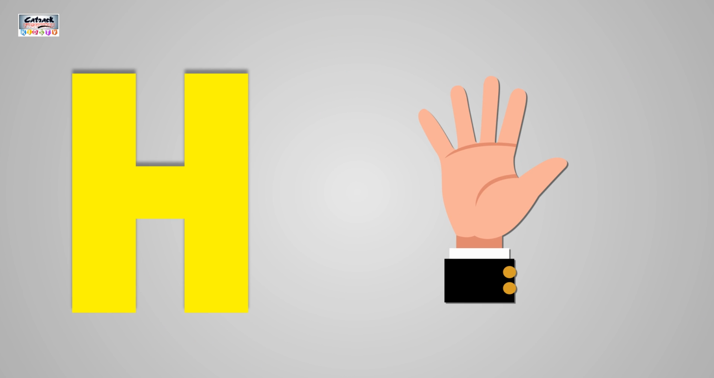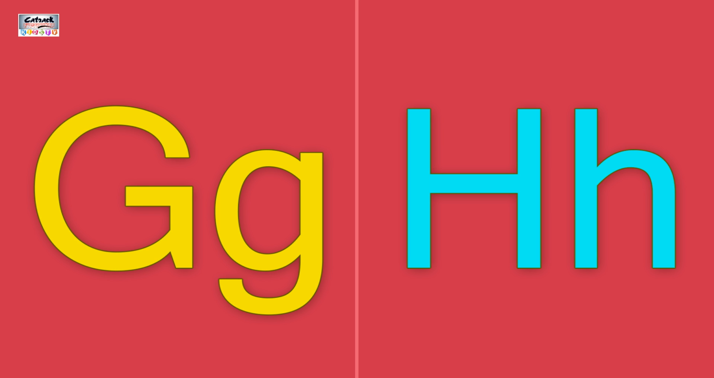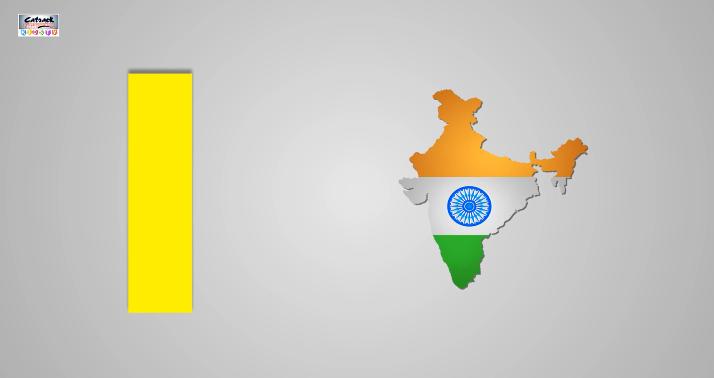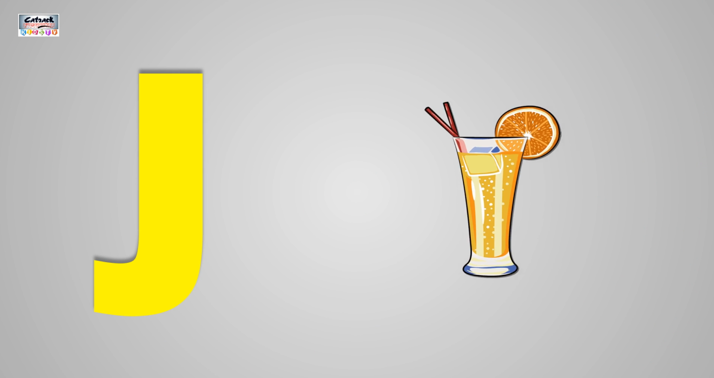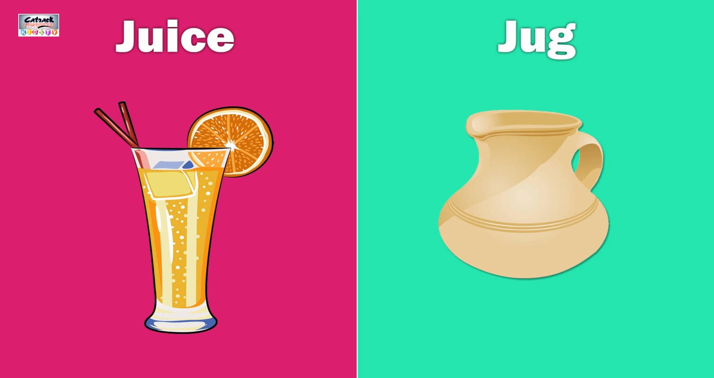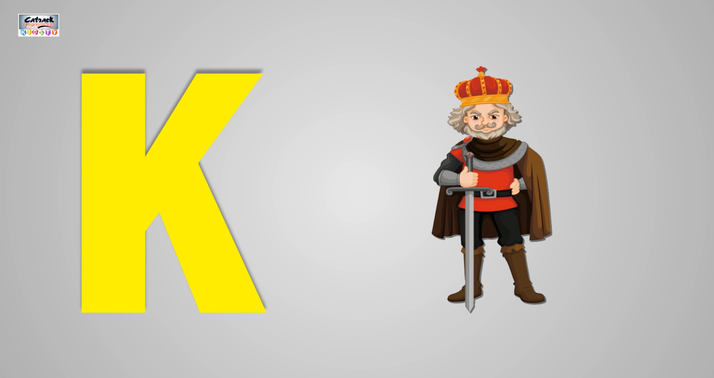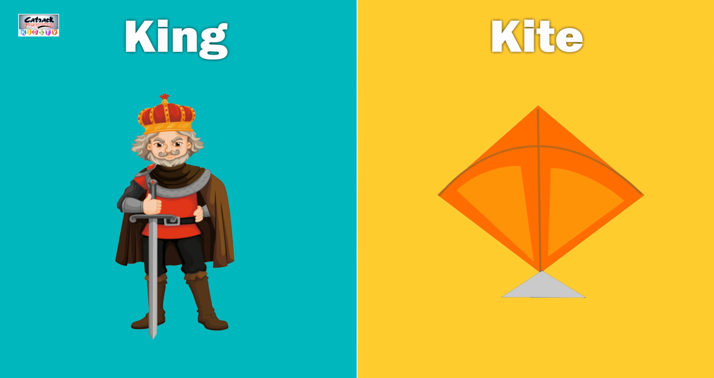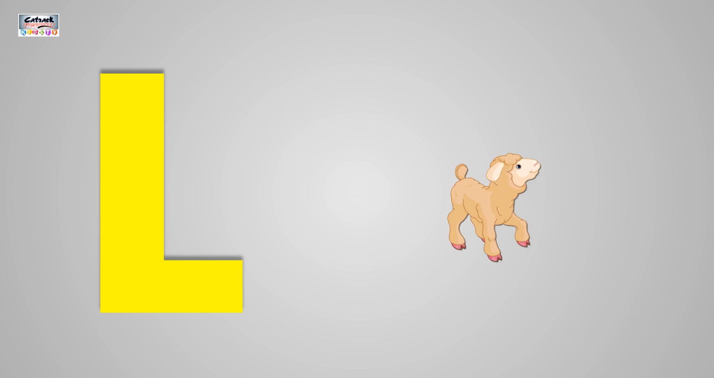H for hand. H for hat. I for India. I for ice cream. J for juice. J for jug. K for king. K for kite. L for lamb. L for leaf.